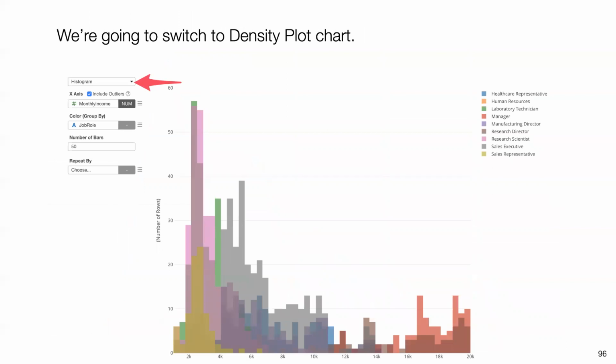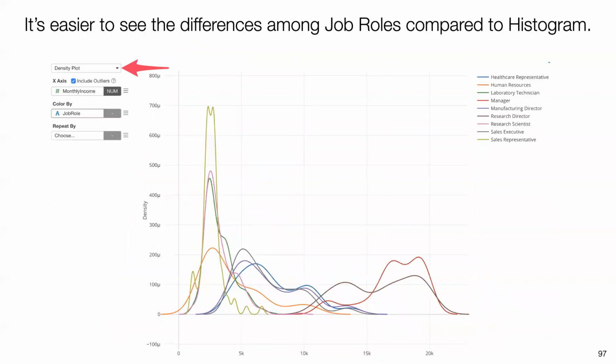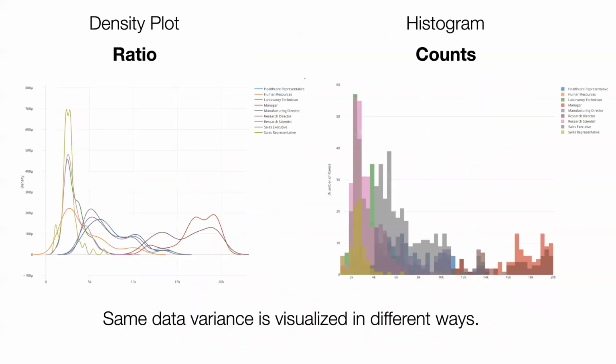Anyway, by changing the histogram to a density plot, it makes it easier to see the different patterns among, in this case, the job roles. And the density plot is about the ratio, like what's the percentage of the employees distributed where. That's really the density plot. The histogram, on the other hand, is always showing the count itself, the exact count of how many employees. So the ratio and the counts, that's really the difference.